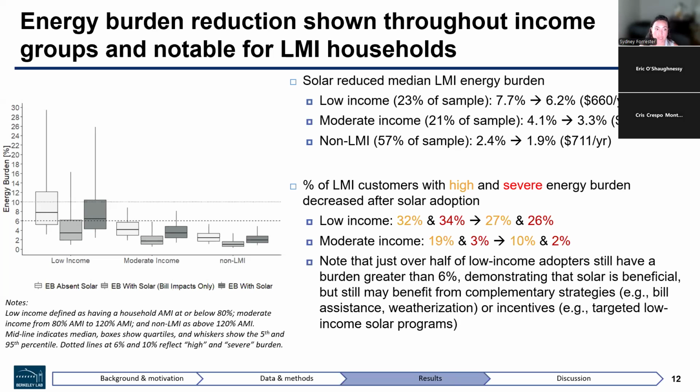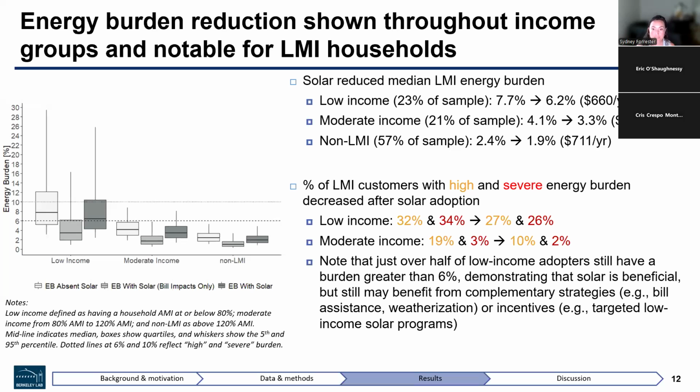We also look at the dashed line and the dotted line at 6 and 10% respectively, to indicate those above the cutoff for a high energy burden and a severe energy burden. And we see here again that solar not only reduced energy burden as a whole, but also reduced the incidence of high and severe energy burden. So just like the area inside the boxes, essentially.